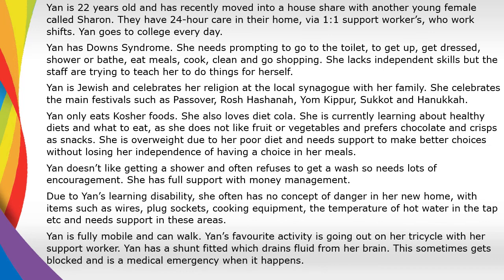She is overweight due to her poor diet and needs support to make better choices without losing her independence of having a choice in her meals. Jan doesn't like getting showered and often refuses to get a wash, so she needs lots of encouragement. She has full support with money management. Due to Jan's learning disability, she often has no concept of danger in her new home, with items such as wires, plug sockets, the cooking equipment, the temperature of hot water in the tap, and she needs support in these areas.